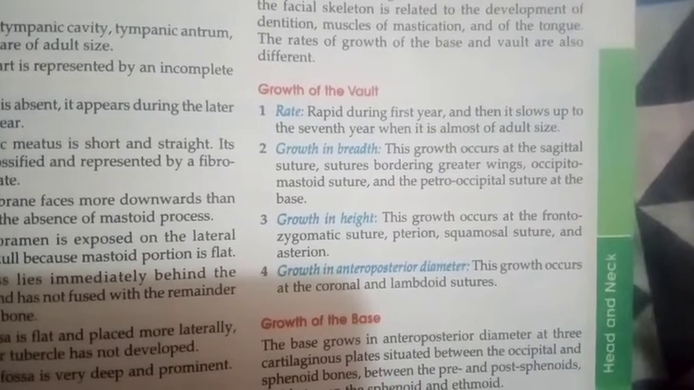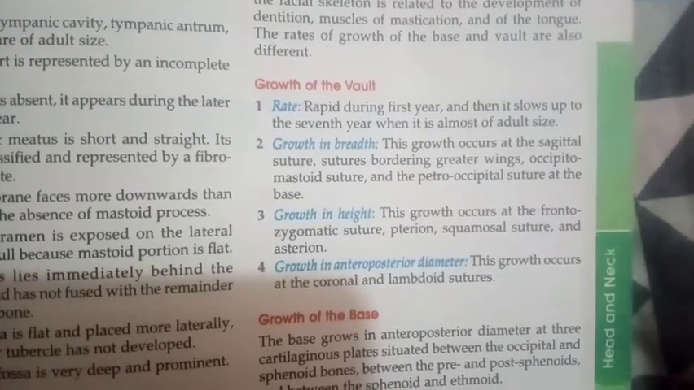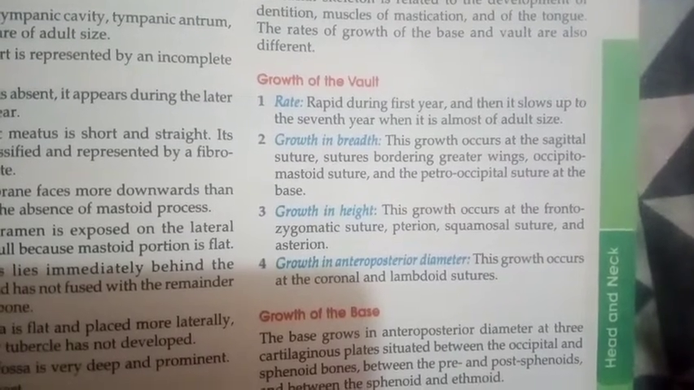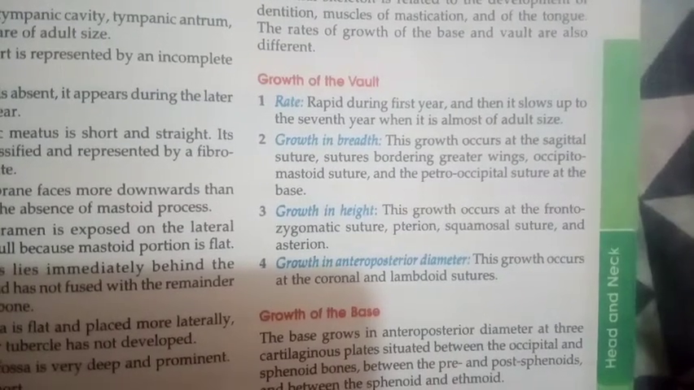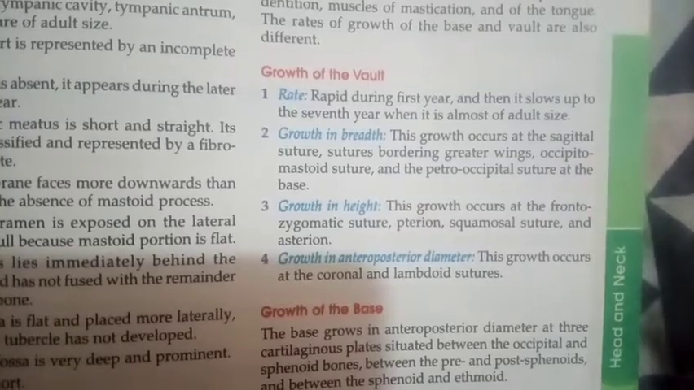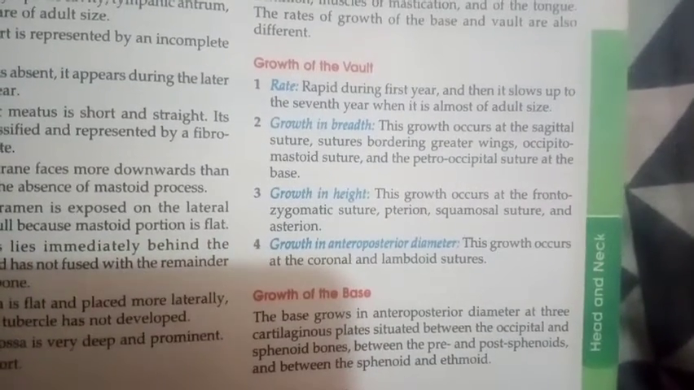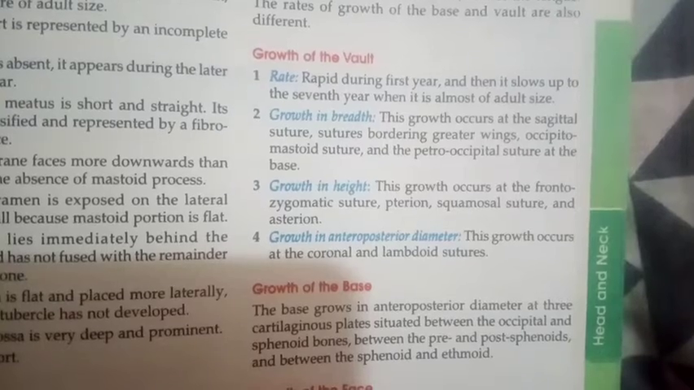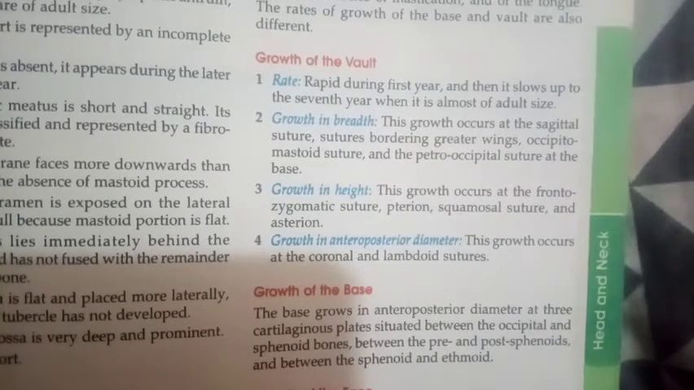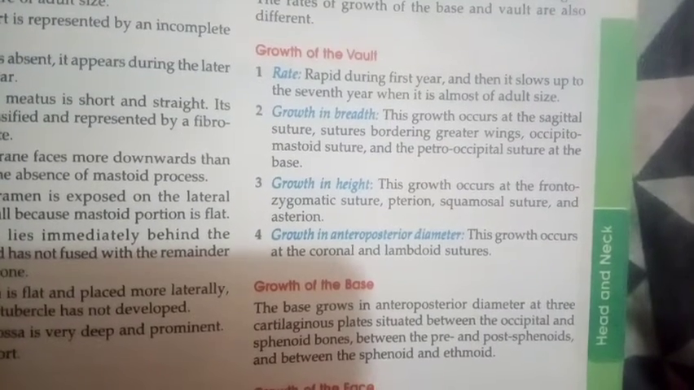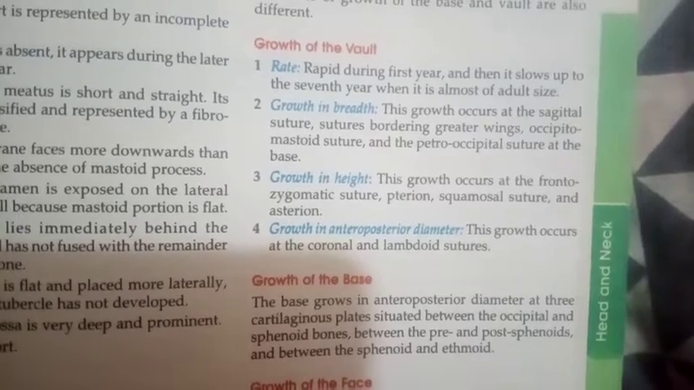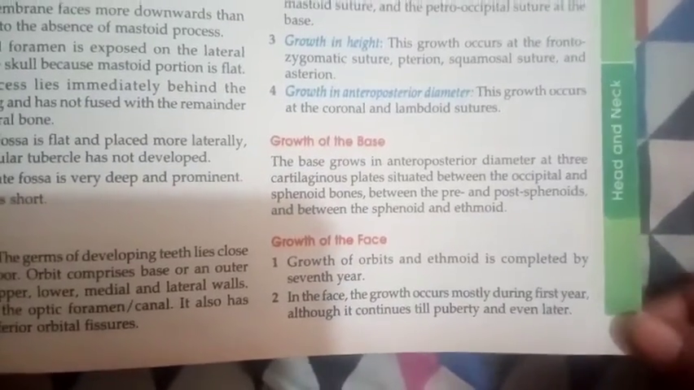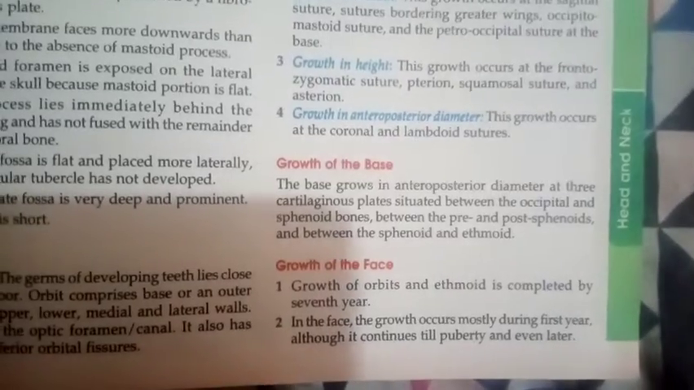Growth in the breadth occurs at the sagittal suture, sutures broadening the greater wings, the occipitomastoid suture and the petro-occipital suture at the base. Third one is growth in the height. This growth occurs at the frontozygomatic suture, pterion, squamous suture and asterion. Growth in the anterior-posterior diameter occurs at the coronal and lambdoid sutures.